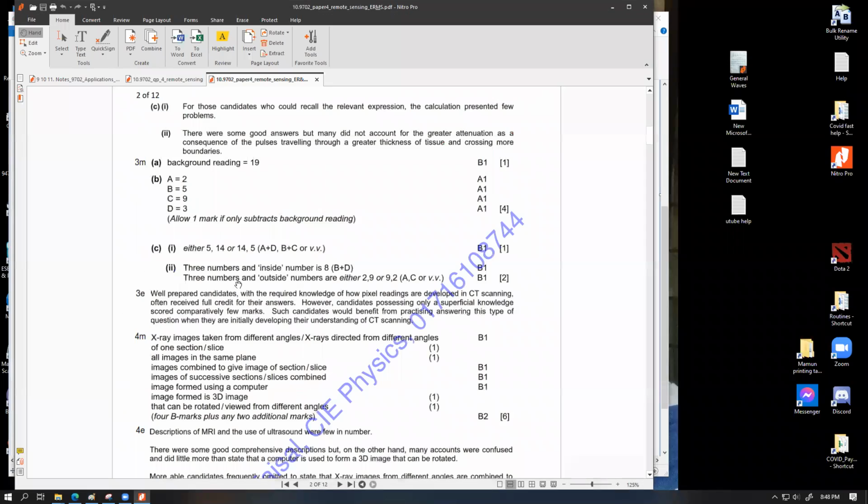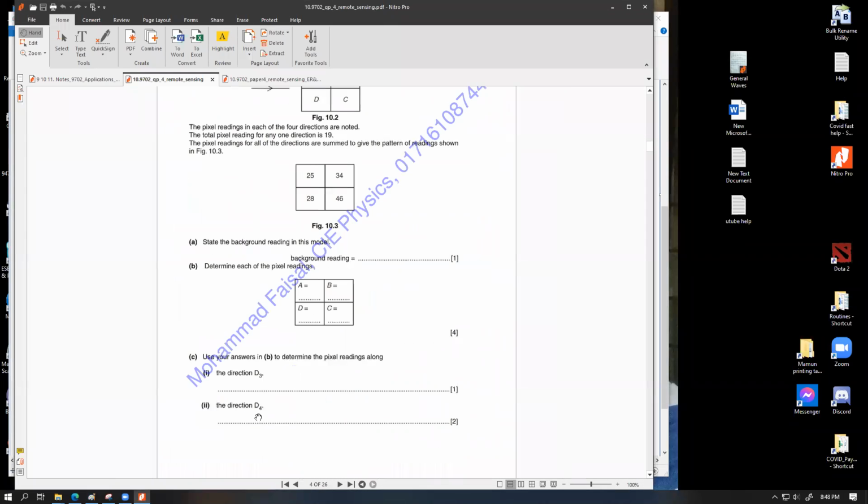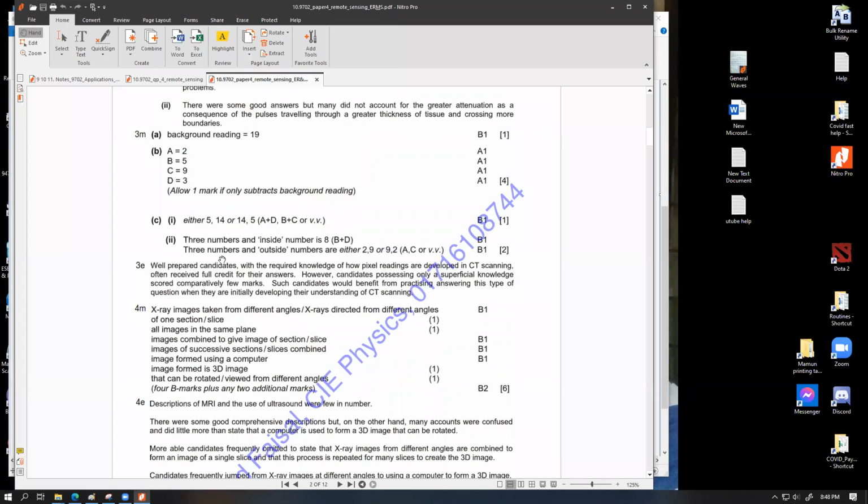But for this answer space, you do not have diagonal spacing, you have horizontal spacing. So you might as well write these 3 numbers like this, and the inside number is 8. The outside numbers are 2, 9 or 9, 2. All right.